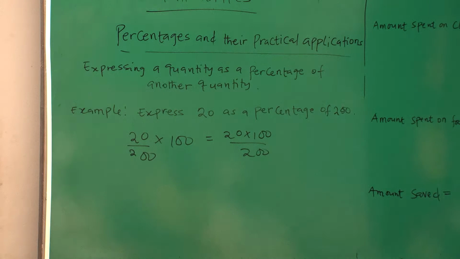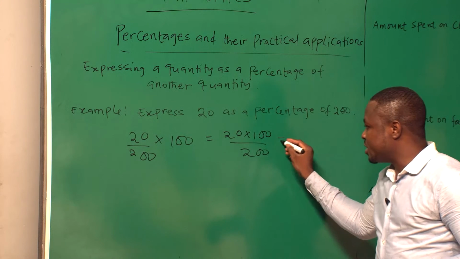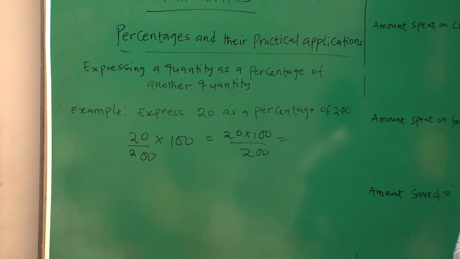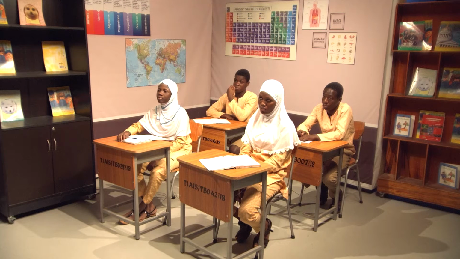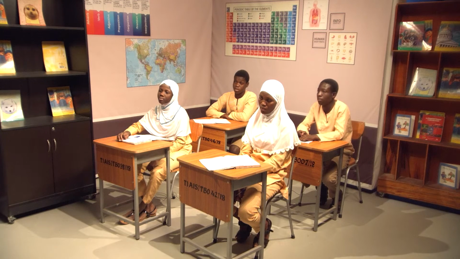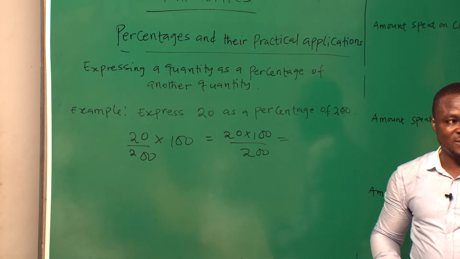So what do we do, Aisha? We want to reduce this. It looks too big. What do we do? Cancel the 20 by 200. No, deal with the numerator first. If you're having 20 times 100, what do you get? Mandia, what do you get? 2,000. How many zeros do you have there? Say 3. There are 3 zeros.